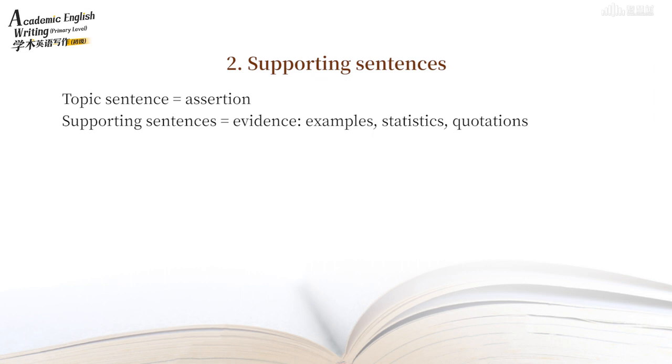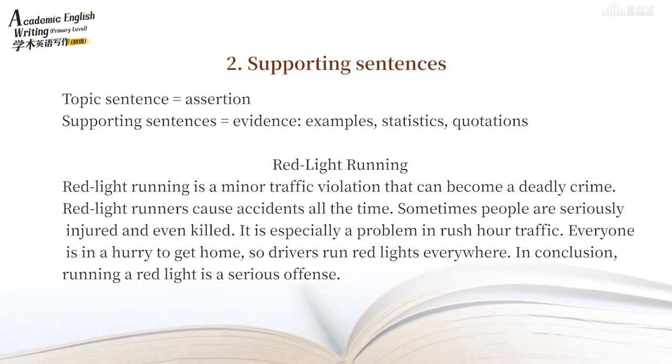Read the following paragraph. Do you think it has specific details or evidence to support its main idea? Red light running. Red light running is a minor traffic violation that can become a deadly crime. Red light runners cause accidents all the time. Sometimes people are seriously injured and even killed. It is especially a problem in rush hour traffic. Everyone is in a hurry to get home, so drivers run red lights everywhere. In conclusion, running a red light is a serious offense.